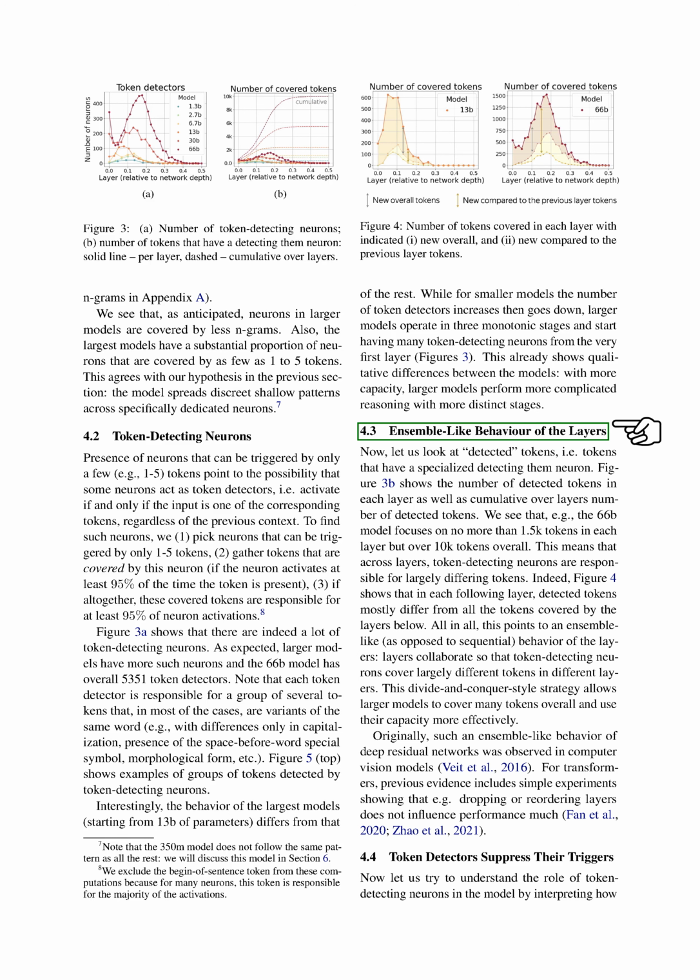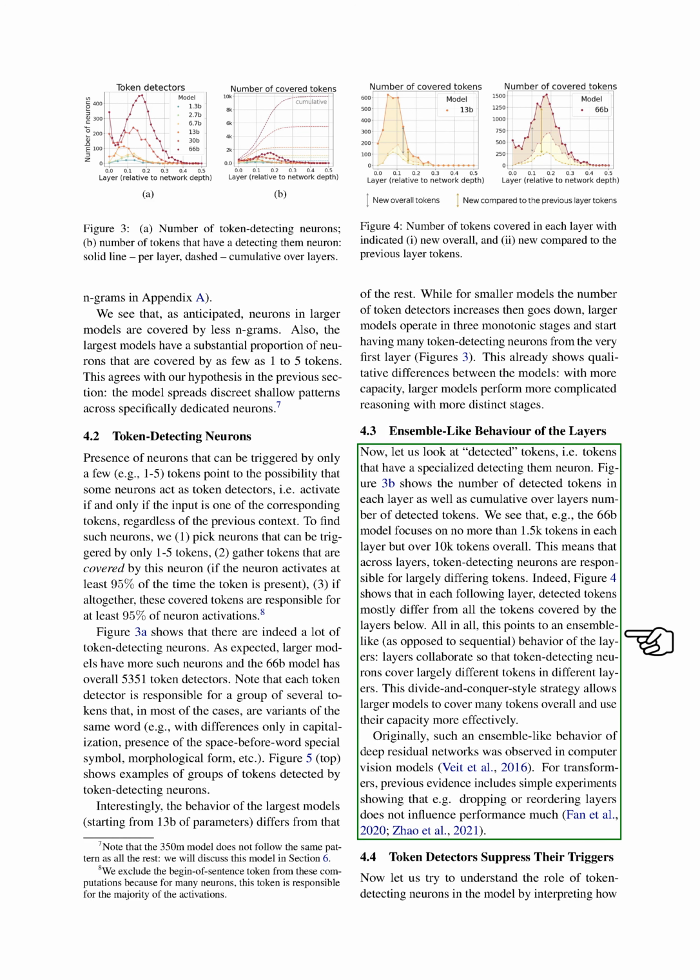Section 4.3 Ensemble-Like Behavior of the Layers. Let's delve into the intriguing behavior of the layers in our model. We'll start by examining tokens that have been identified by specific neurons. When we look at the number of these detected tokens in each layer, and cumulatively across all layers, we notice something interesting. For instance, in the 66B model, each layer focuses on no more than 1,500 tokens, but in total, over 10,000 tokens are detected. This suggests that different layers are responsible for detecting different tokens.